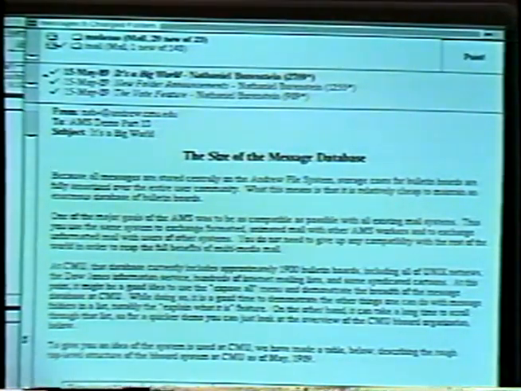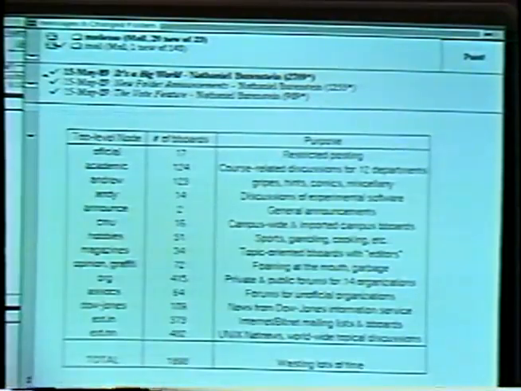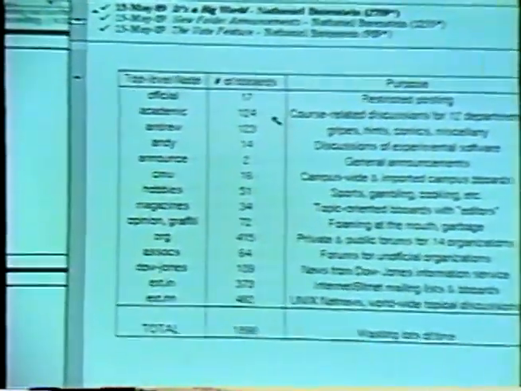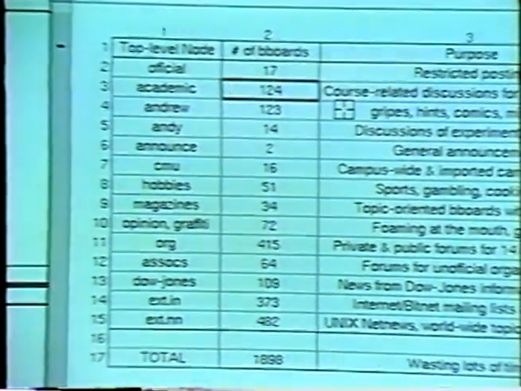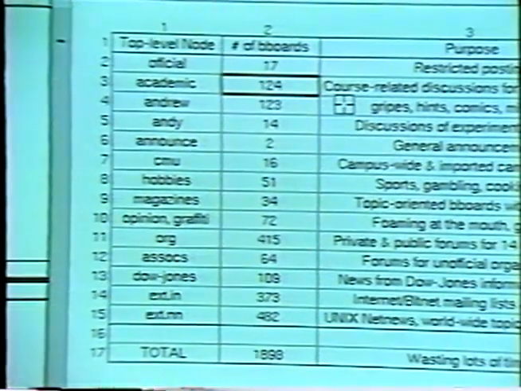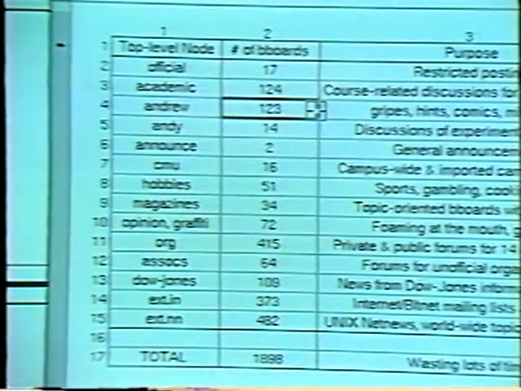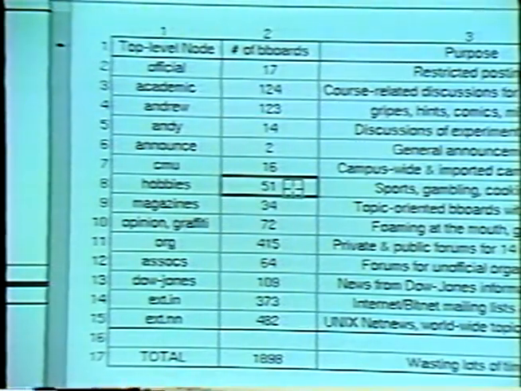To illustrate this scale, we have here an outline of the bulletin boards as they existed at Carnegie Mellon University in May of 1989. At that time, there were, for example, approximately 125 bulletin boards for academic use, for actual courses on the Carnegie Mellon campus. We had 123 bulletin boards that were used for discussion of the Andrew system itself, 51 bulletin boards for discussions of hobbies, and 415 bulletin boards used by campus organizations for various purposes.